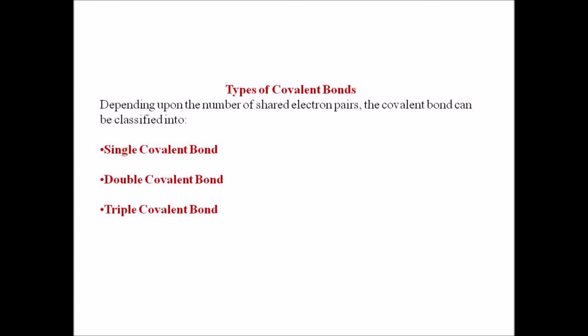Types of covalent bonds. There are three types of covalent bond: single covalent bond, double covalent bond and triple covalent bond. We can see the examples for these three types of covalent bonds and how the molecules are formed. Depending upon the number of shared electron pairs, covalent bonds can be classified into single, double and triple covalent bonds.